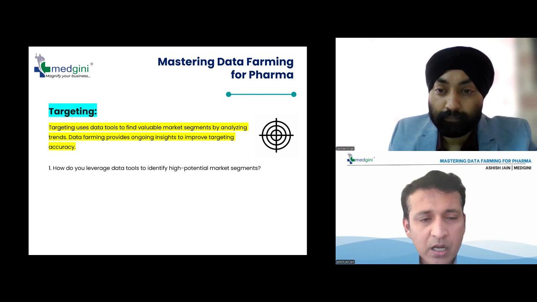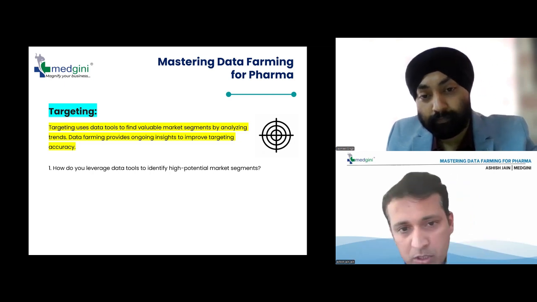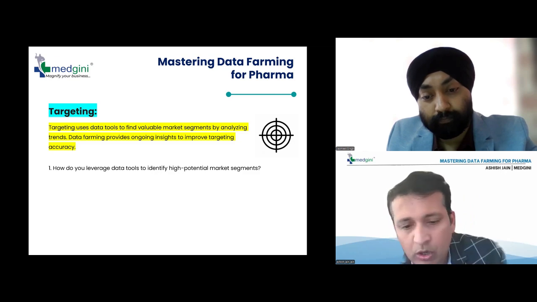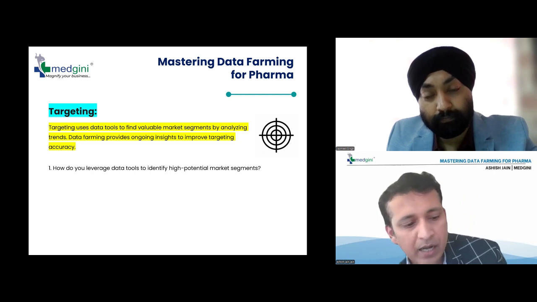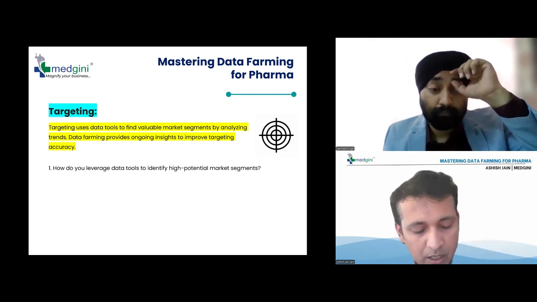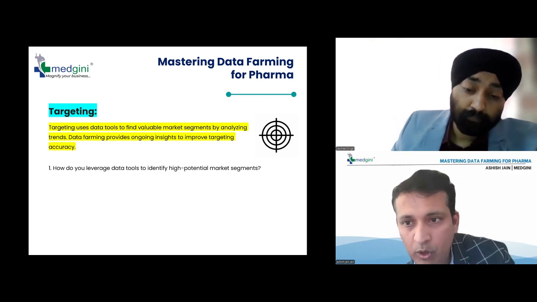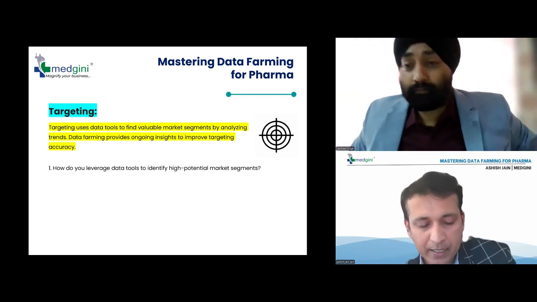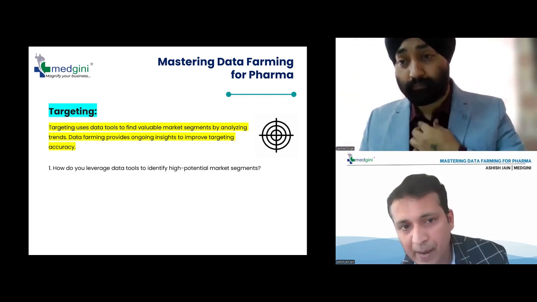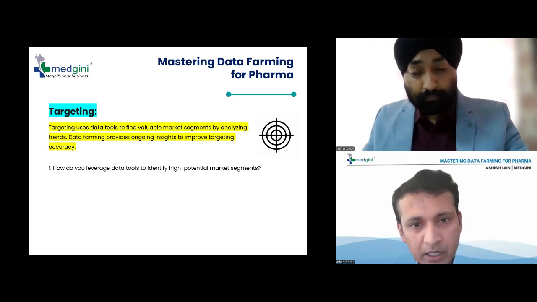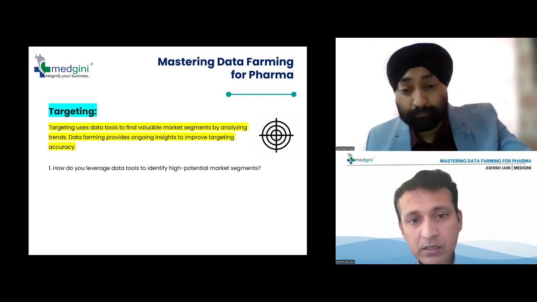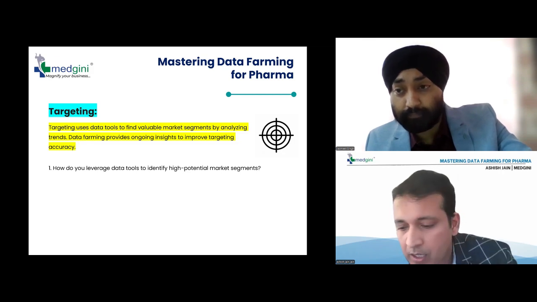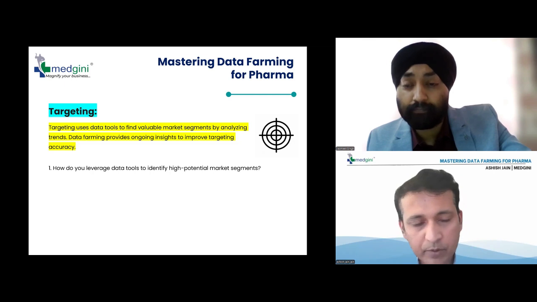So Jasmeet, how do you leverage the data tools to identify the right high potential market segments? Your budgets are limited, be it a large organization or small organization. We are always told to be more effective, efficient on the amount that you are spending towards the marketing, which can give you the maximum impact. So what are the different data tools that pharma marketeer can use to identify high potential market segments? How you have done that in your previous organization or with your current organization?